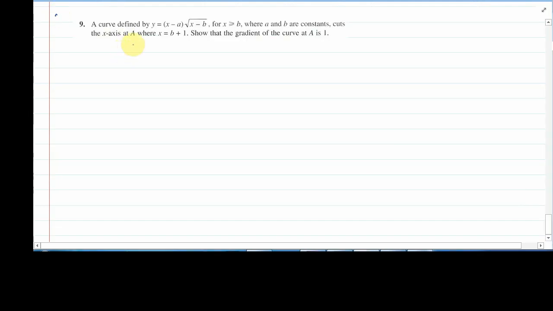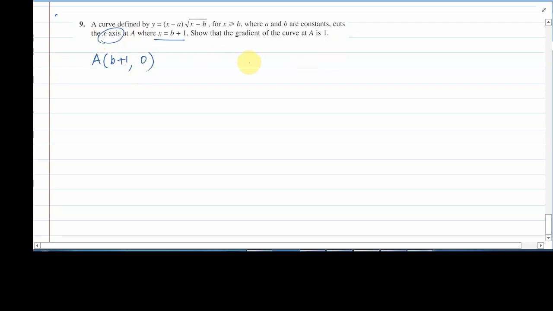A curve defined by y equal to (x minus a) under root (x minus b) for x greater than or equals to b, where a and b are constants, cuts the x-axis at A, where x equals to b plus 1, so that the gradient of the curve at A is 1. So you have the point of A. It says that at A, x is equals to b plus 1, and since it cuts the x-axis, that means the y is 0. Alright, now we need to find out the gradient at point A.